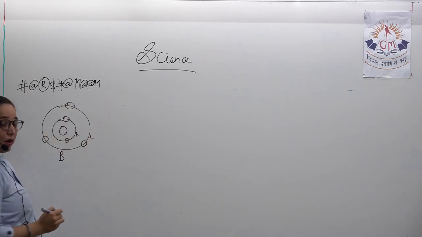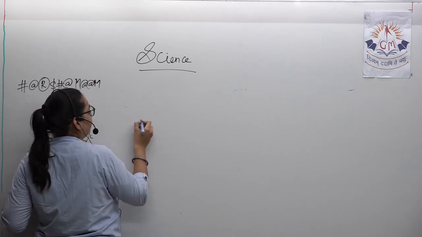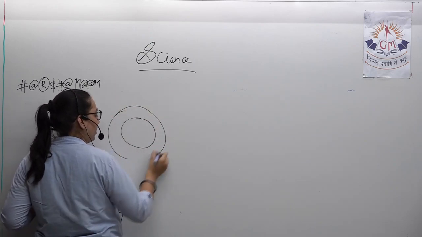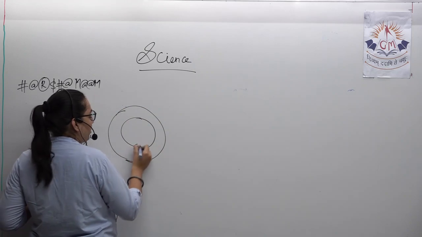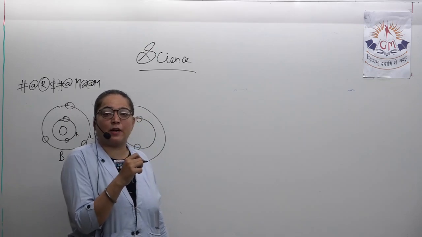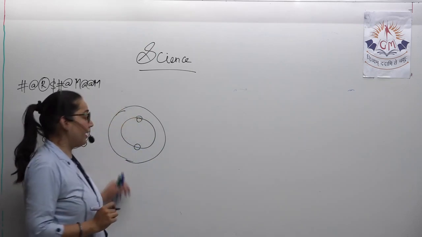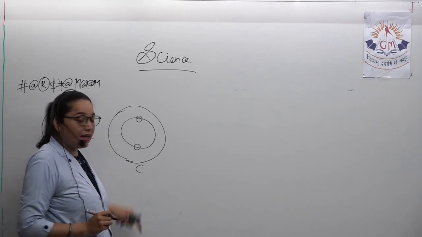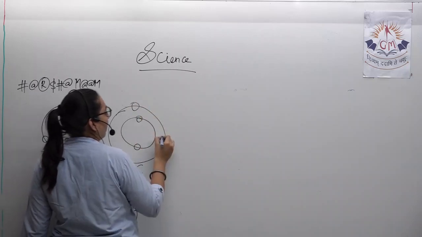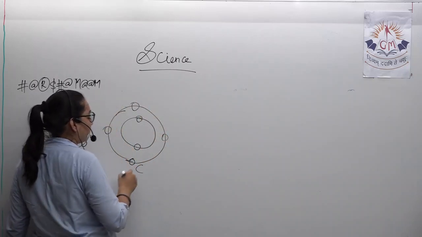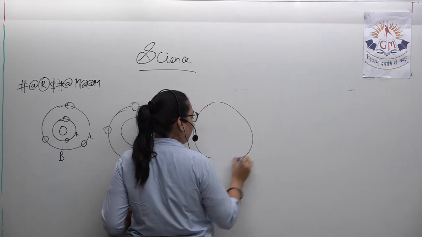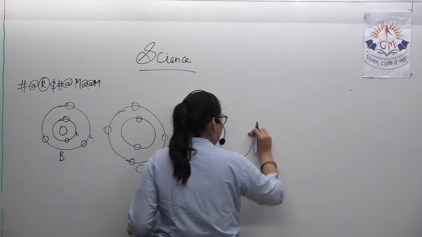3. Okay. Next, carbon. Carbon atomic number 6. Electronic configuration: first 2. Next, how many maximum number of electrons can come in L shell? 8. Its atomic number is 6. Out of 6, 2 have already come. So how many will remain? 4. Next, nitrogen. Atomic number of nitrogen is 7.